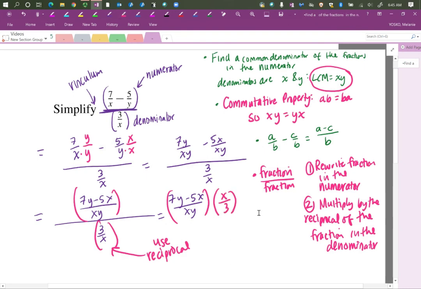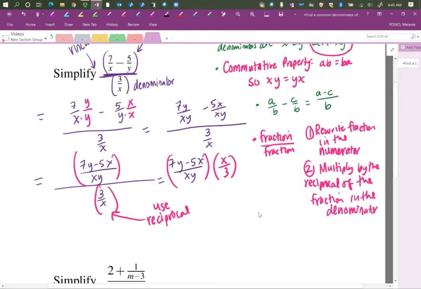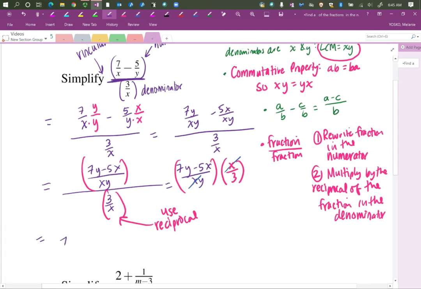Flip the numerator and denominator. That's how you get the reciprocal. When you do this, you're going to see we're going to be able to cancel this x. This x will cancel with that x because it's a product. So then your final answer is 7y minus 5x over 3y.